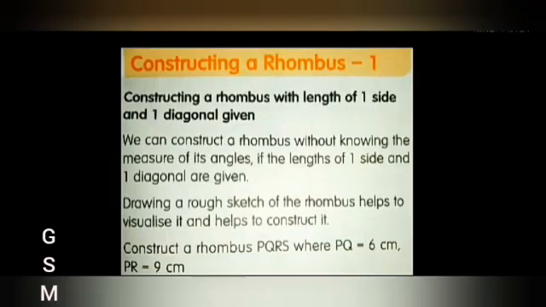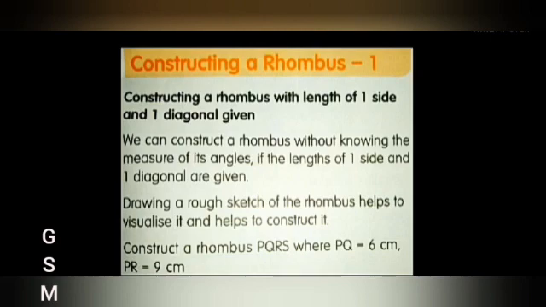Constructing a rhombus. Constructing a rhombus with length of one side and one diagonal given. We can construct a rhombus without knowing the measure of its angles if the lengths of one side and one diagonal are given. Drawing a rough sketch of the rhombus helps us to visualize it and helps to construct it.